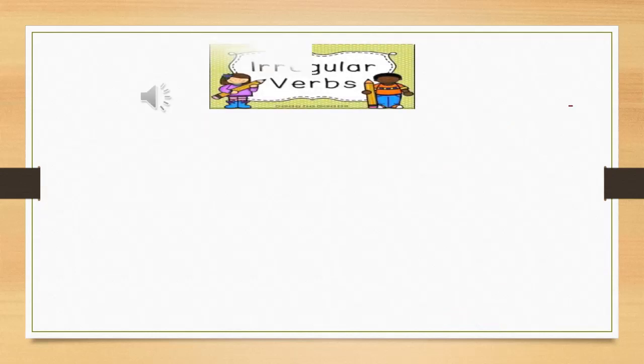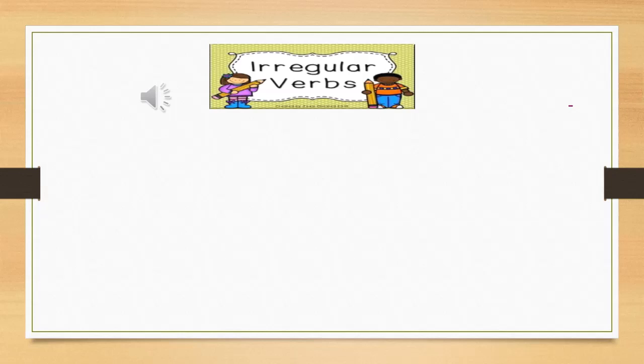And now, my students, I'm going to explain to you the meaning of irregular verbs. Irregular verbs are verbs that are not following the rules. I mean, they are the verbs that when I want to put them in the past, I cannot add for them ed or d or ied. I can just change the whole word.